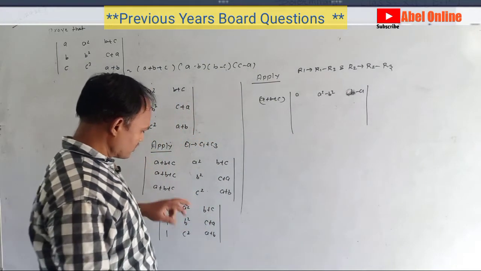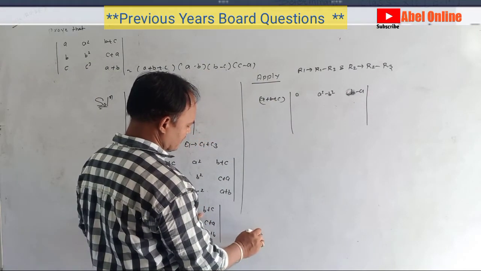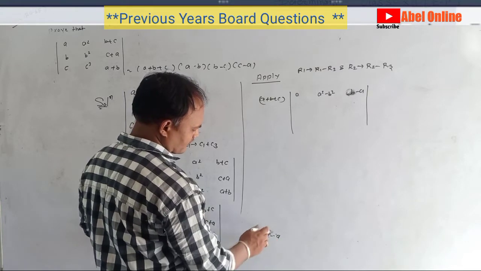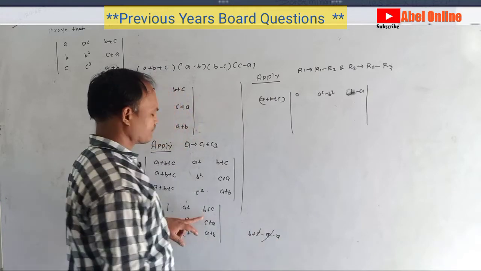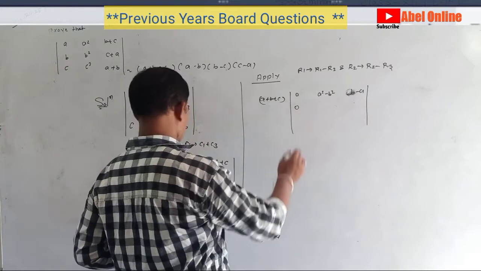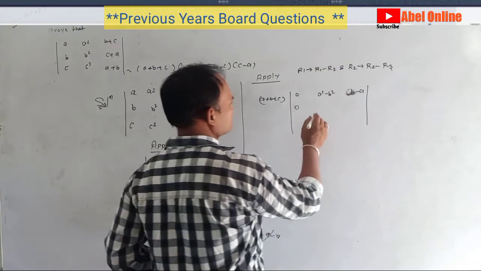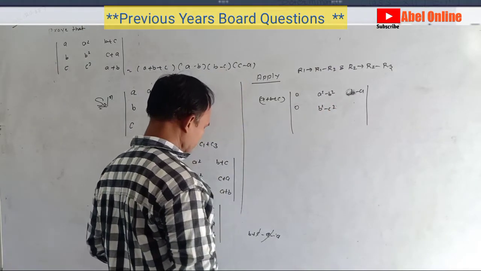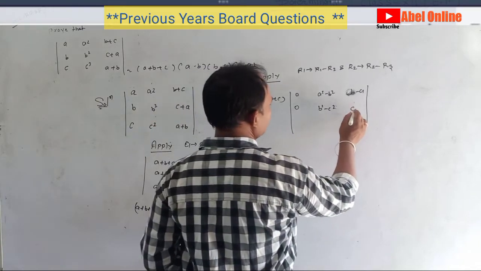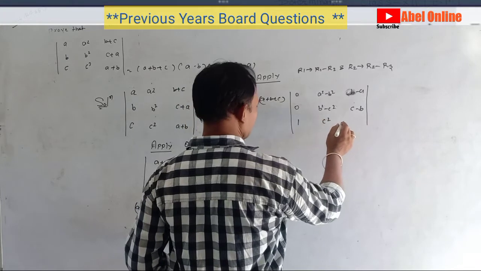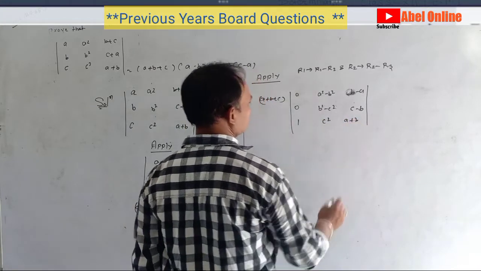Look here, it is b plus c minus a. So c is considered by c, it is a b minus a. Now what is the step here? It is a 0. Here it is b square minus c square, and A is cancelled by A, so it is C minus B. And the last one is the same, that is A plus B. Okay.